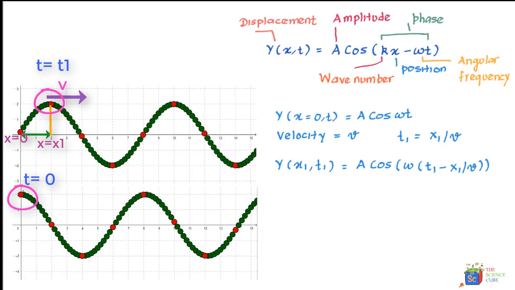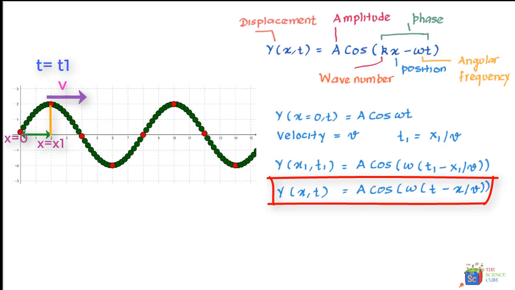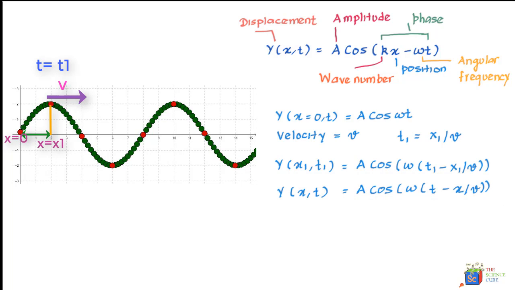So instead of x1, if we take x as a general value and time t instead of t1 as a general value, we can establish the displacement of any point x at any time t as y(x,t) is equal to a cos omega (t minus x upon v). And this is what we call a general wave function. Well, we can simplify this equation a little more and give it this form by doing a bit of mathematical jugglery.